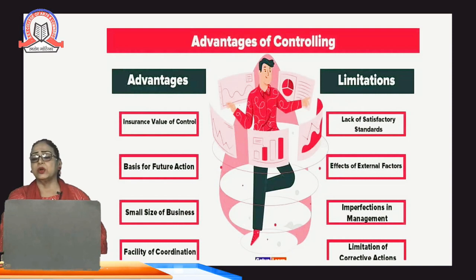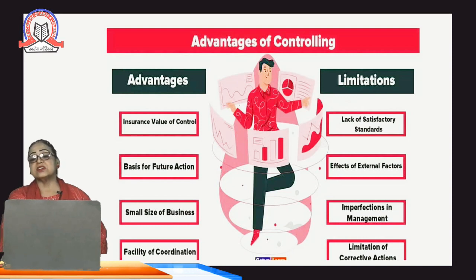What do we get if we go for better control? Advantages: insurance value of control. Yes, control gets value which is insured. That means after control we can be secure. We feel secure that our targets have been achieved properly. Basis for future action: if we control today, our future will be better.